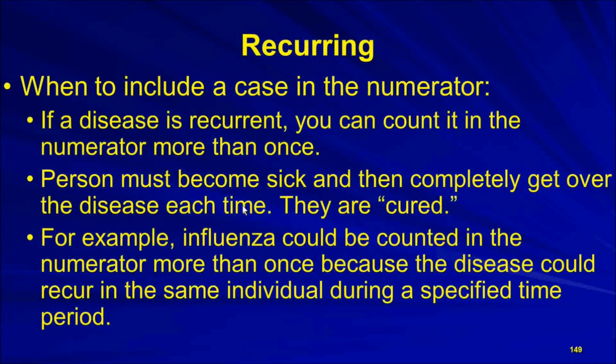Persons must become sick and then completely well, and the disease is gone, they are cured, and then they get the disease again. So, as I mentioned with influenza, they would have the disease, say, in the winter months, and then they would have influenza again in the spring. That person would be counted twice because they had influenza twice. In every case, we are interested in a diagnosis no matter what disease we're dealing with. Okay?